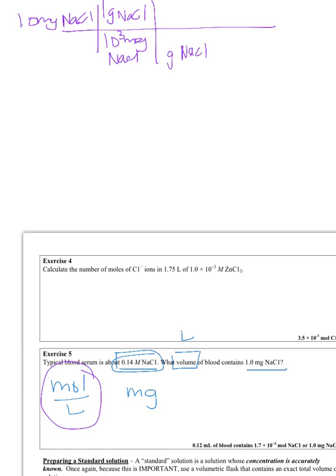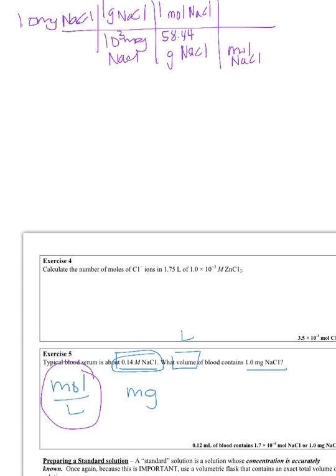G means go to the periodic table, find the molar mass. Molar mass is 58.44 grams. That would be the equivalent of 1 mole of sodium chloride. But I don't need moles, it asks me for volume. That means I need moles sodium chloride here.